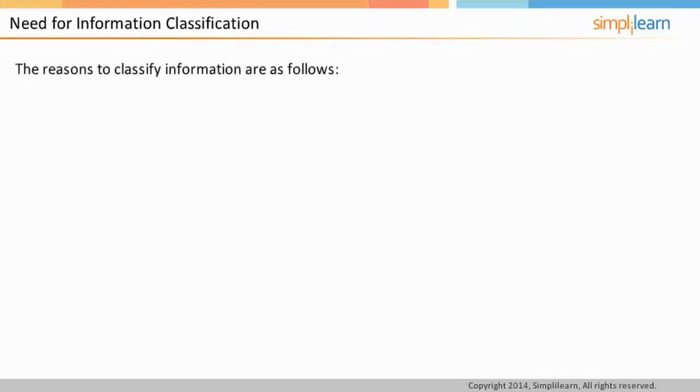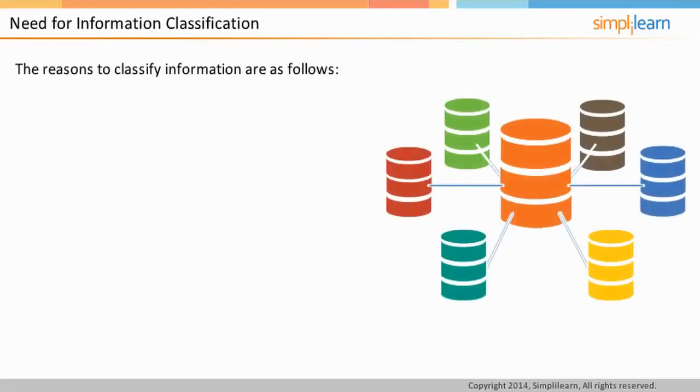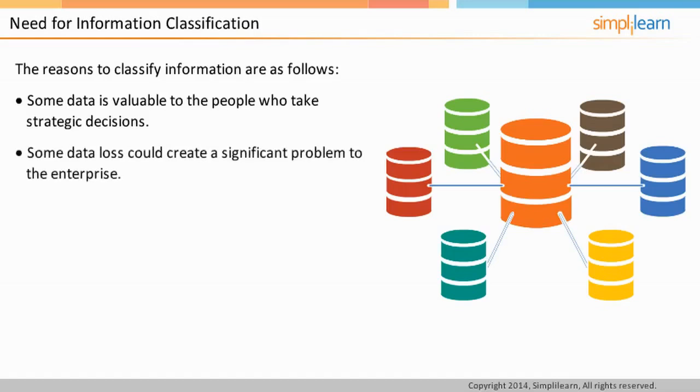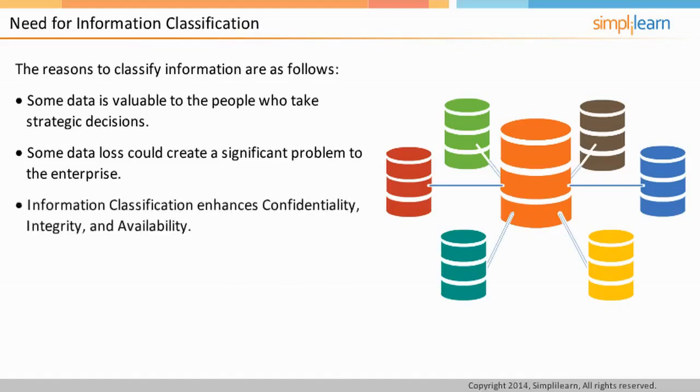This screen describes the need for information classification. There are several good reasons to classify information. Not all data has the same value to an organization. Some data is valuable to the people who take strategic decisions because it aids them in taking long-term or short-term business direction decisions. Some data, such as trade secrets, formulas, and new product information, is so valuable that its loss could create a significant problem for the enterprise and the marketplace. This could create public embarrassment by causing a lack of credibility. For these reasons, it is obvious that information classification has a higher enterprise-level benefit.